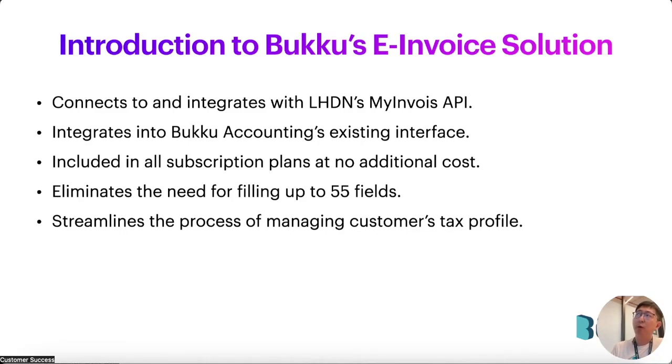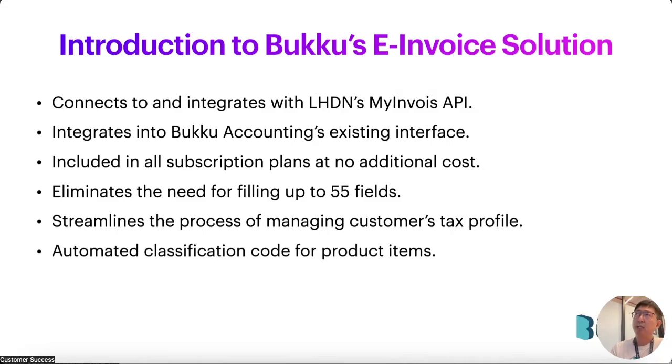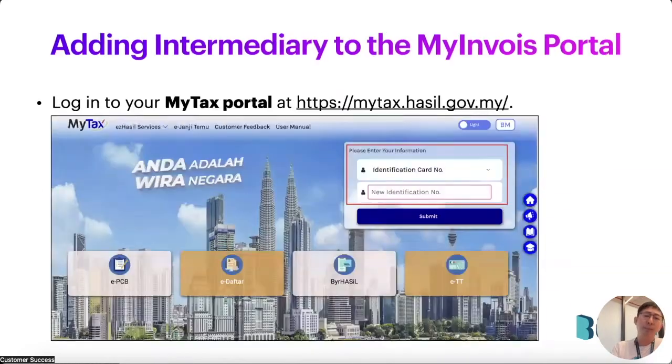You have to ask for some of their information, such as their IC number or even the TIN, which is the tax ID, their tax number. That's something we can definitely help you with. Later, I'll show you how it looks. Another important point is that we help you automate the classification code for every single item that you're selling. Later, I'll explain why it is so important.